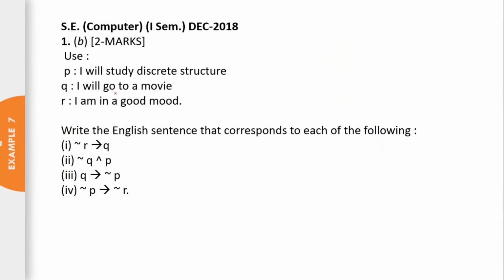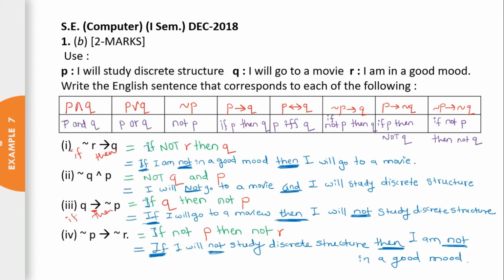Next question, that is, I will study discrete. This is the data given to us, that is, use P, Q, R. Now P, Q, R are propositions. P is I will study discrete structure, Q is I will go to a movie, R is I am in a good mood. Write the English sentence corresponding to each of the following. These are the formulas or equations given for propositions.